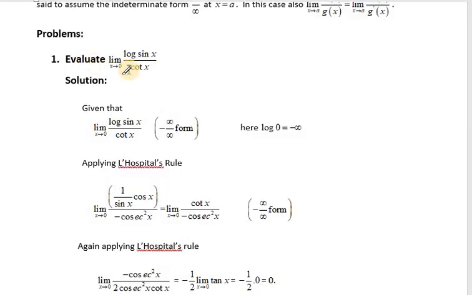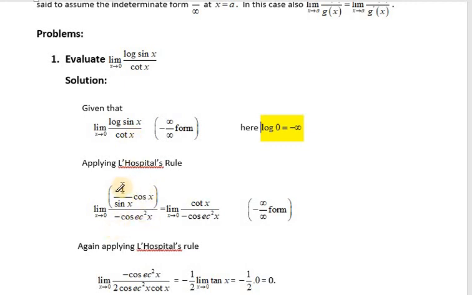Problem 1 in type 2, limit x tends to 0 of log sin x by cot x. So it is infinity by infinity because log sin 0 value is infinity, cot 0 value is infinity. So it is infinity by infinity value because log 0 is minus infinity. Then by applying L'Hopital's rule, we get derivative of log sin x is 1 by sin x into cos x, derivative of cot x is minus cosecant square x.